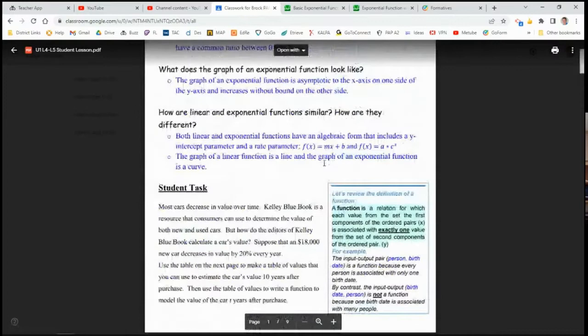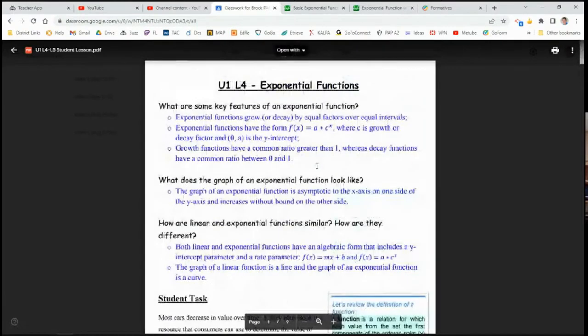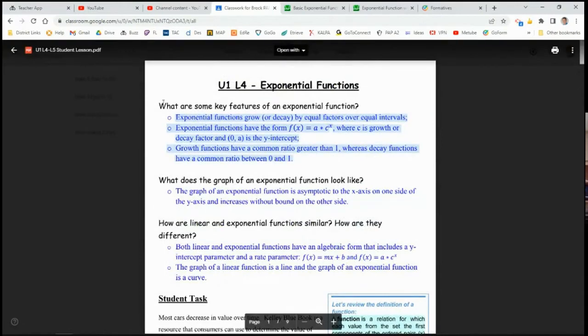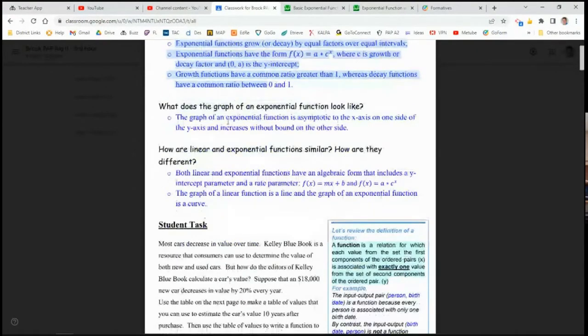And in the lesson, it talks about exponential functions here. This blue is the answer. So if you can answer it without, what are the key features of an exponential function? Maybe you already know it before you read this. What's the graph of an exponential function look like?